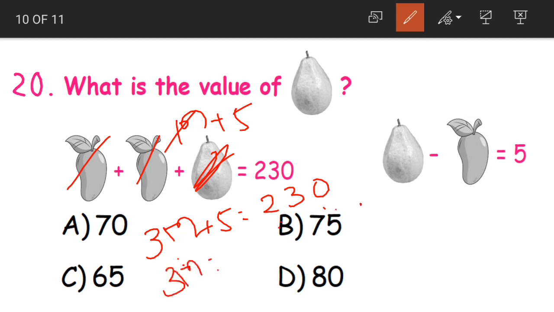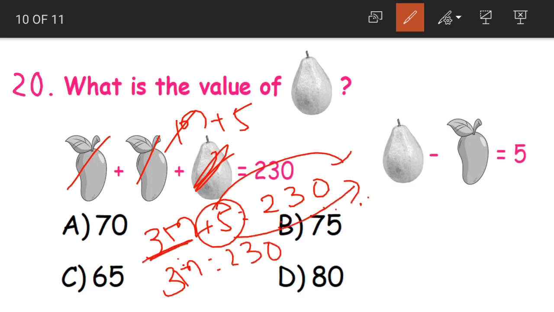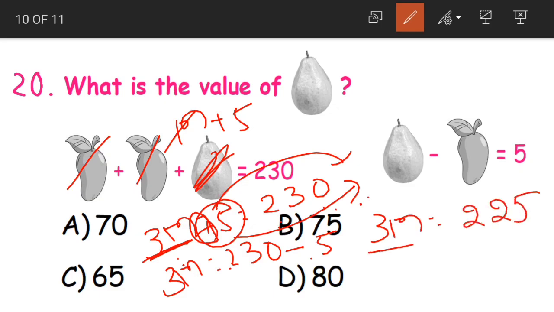Okay children? Now 3 mangoes becomes what? This plus 5 we do not need here, right? We only need mangoes. So plus 5 goes to that side. The opposite of addition is subtraction. So it becomes minus 5. 230 minus 5 is equal to 225. What did we arrive at? 3m, that means 3 mangoes is equal to 225.